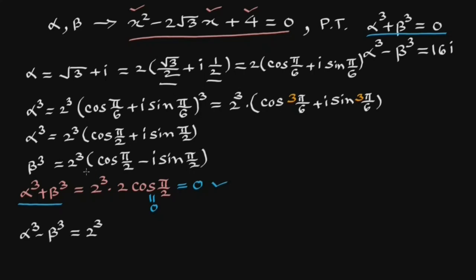This cos pi by 2 will become minus cos pi by 2, and minus i sin pi by 2 will be plus i sin pi by 2. So here it will be cos pi by 2 minus cos pi by 2, which is 0, and i sin pi by 2 plus i sin pi by 2 will be 2i sin pi by 2. But since sin pi by 2 is 1, this will be 2 cube into 2i, that is 16i, as required here.